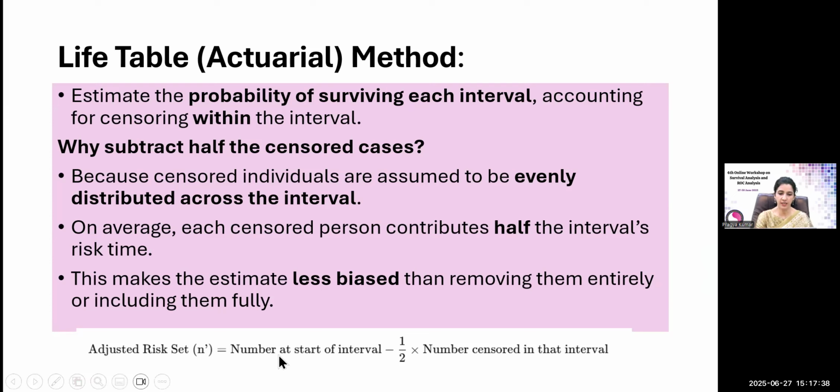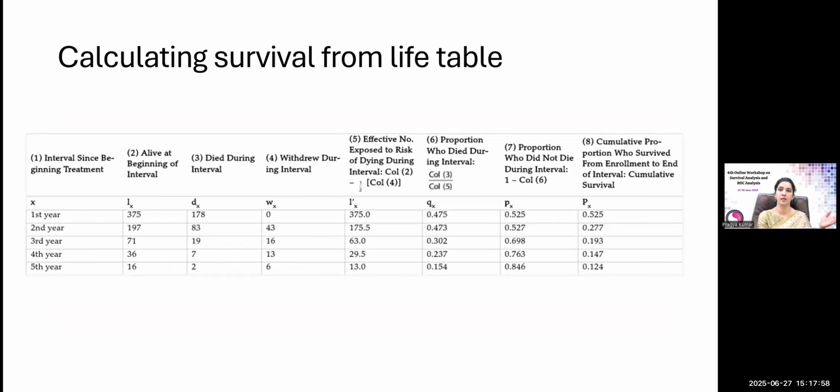So in the risk set for the life table, you take the number at the start of the interval minus half of the number censored in that interval. So in each row you deduct the censored number, unlike the Kaplan-Meier or the previous one which we have seen. For example, this I have taken from this book.